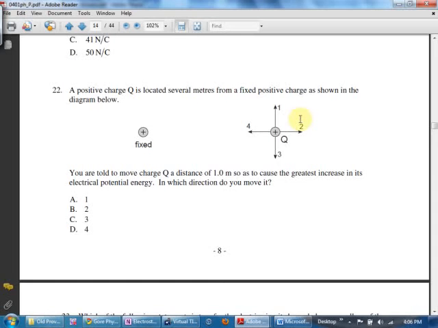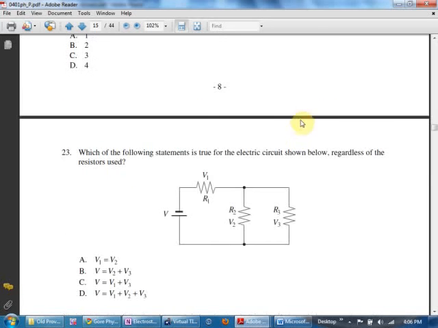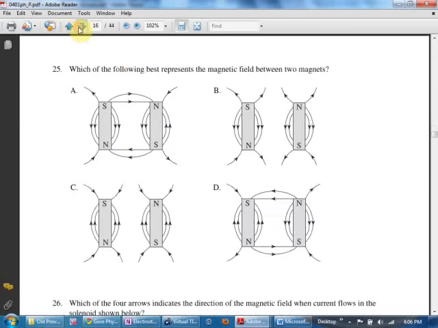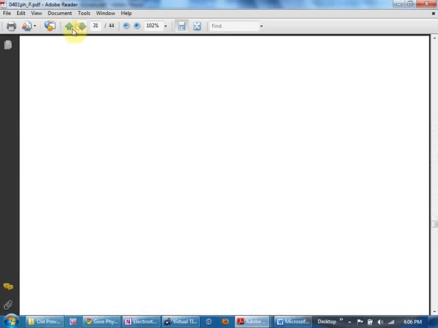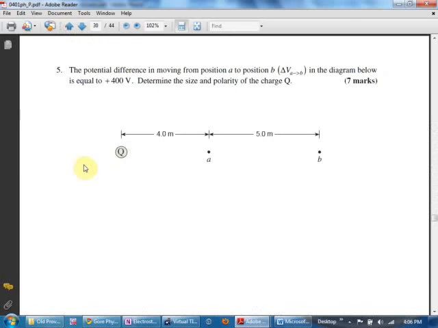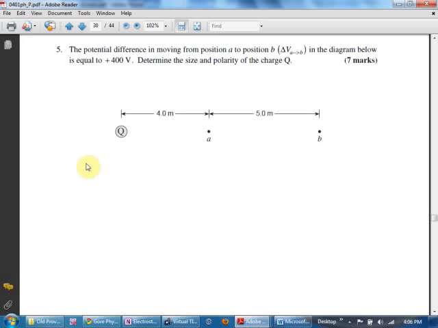Oh, now we're in circuits. The potential difference in moving from position A to position B in the diagram below is equal to 400 volts. So I guess when you go from A to B, you gain 400 volts. Determine the size and the polarity of the charge Q.